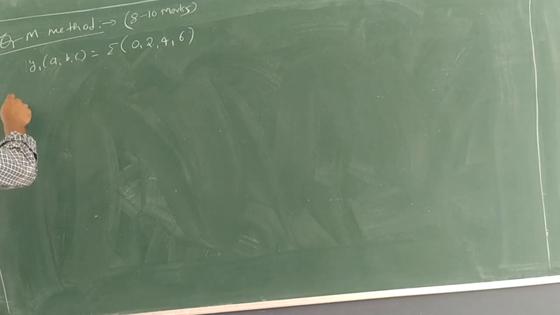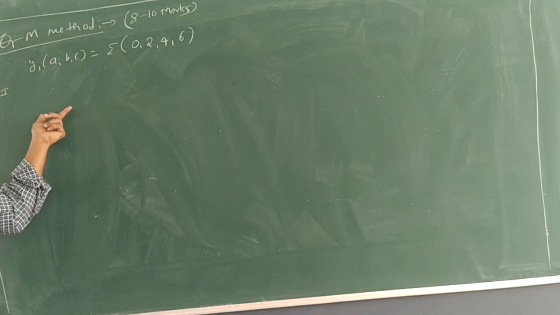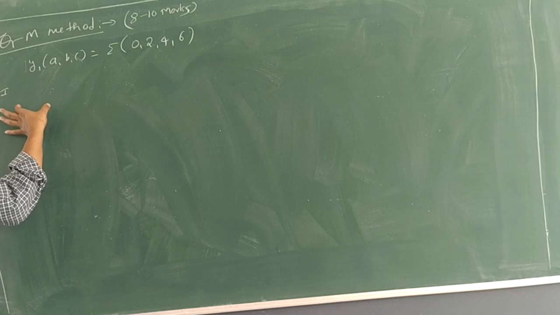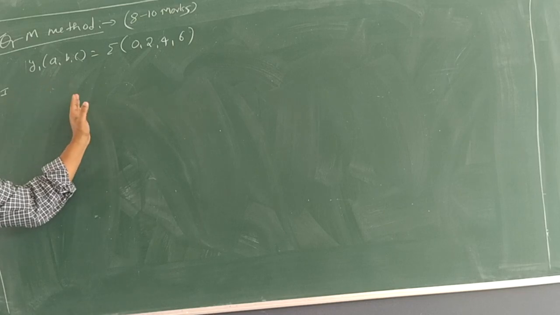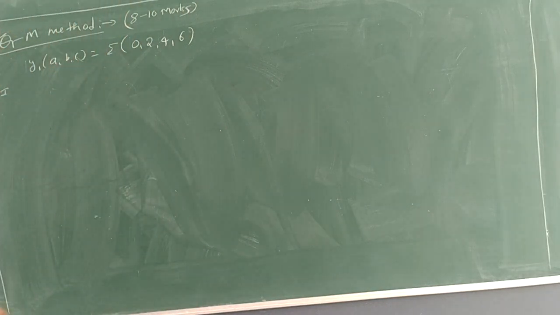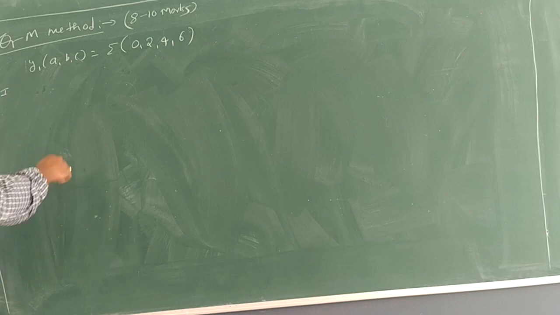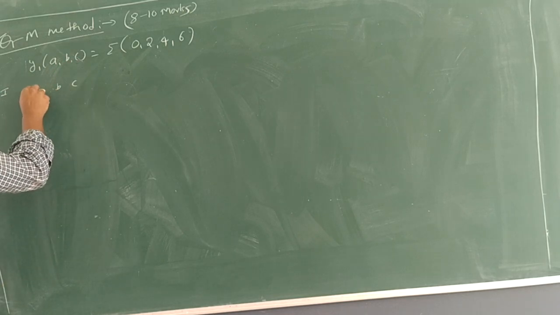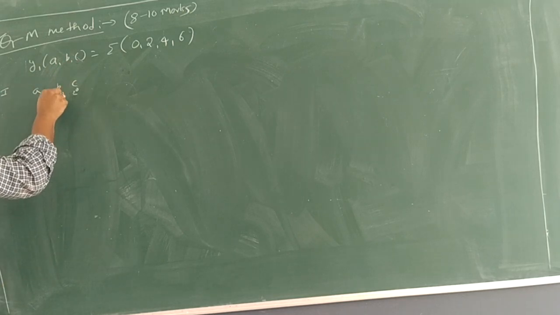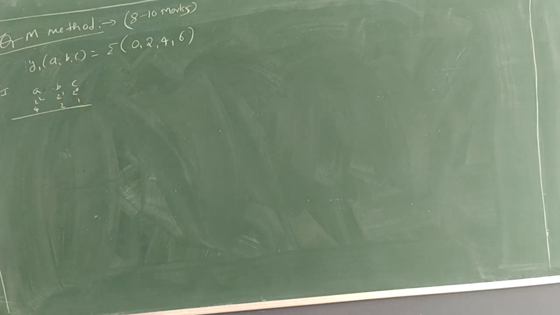Now step number 1. Try to write in a small font so that you can finish in one window. Write down the variables C, B, A, with 2 raised to 0, 2 raised to 1, 2 raised to 2. That means 1, 2 and 4. These are the weights.